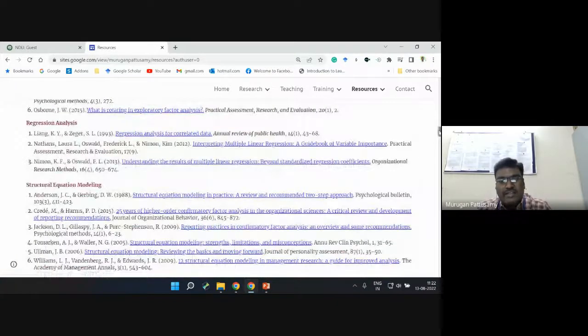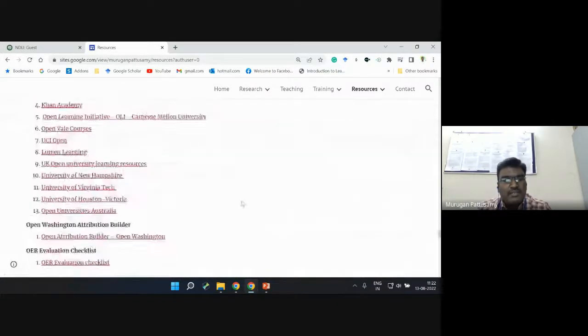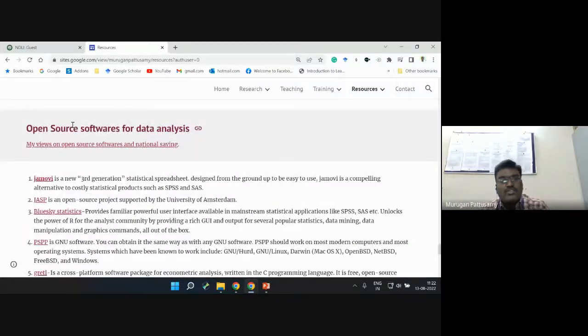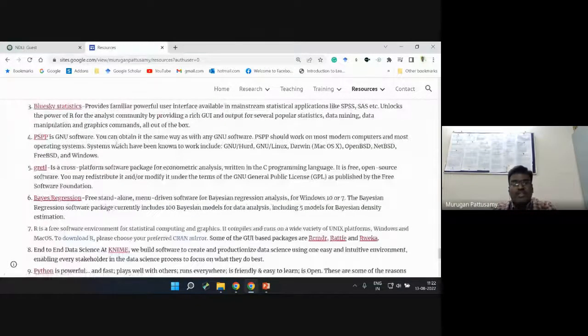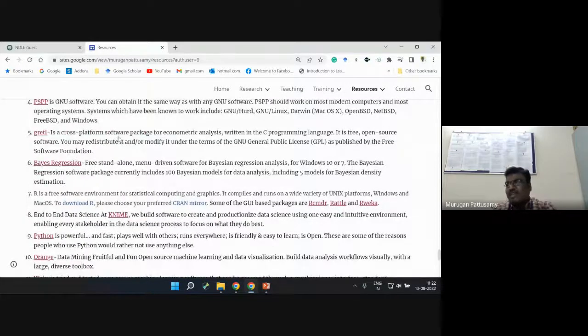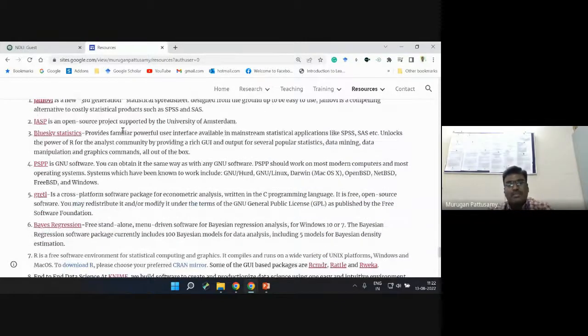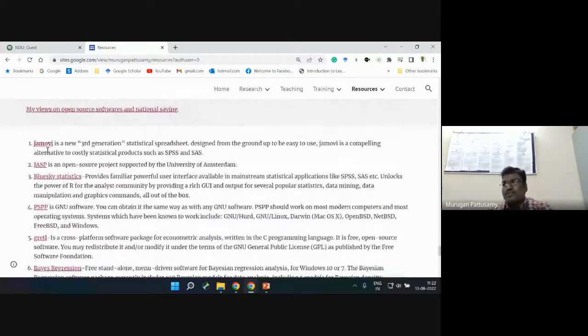Here, I have compiled a set of open source softwares. Just look at open source softwares for data analysis. If you go through this, you will be able to understand the kind of softwares that are available in the literature for your own teaching as well as for your own research purpose. For example, Jamovi is one of the open source softwares, GUI based, that is graphical user interface based. JASP is another open source software.